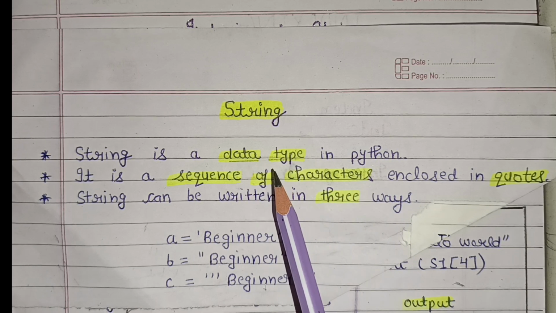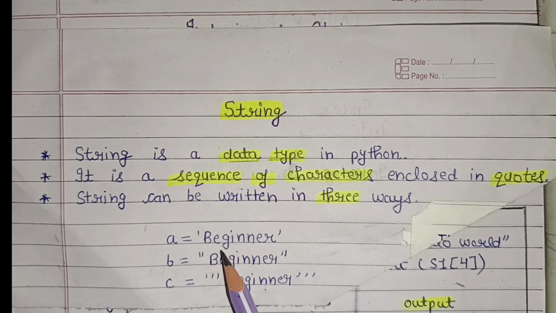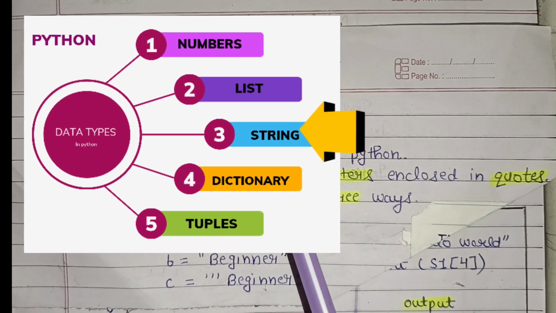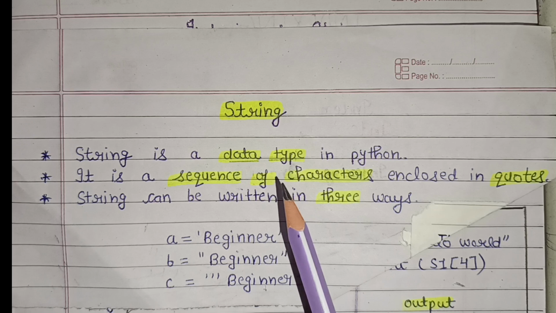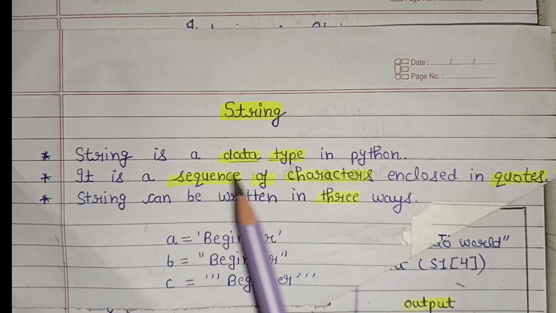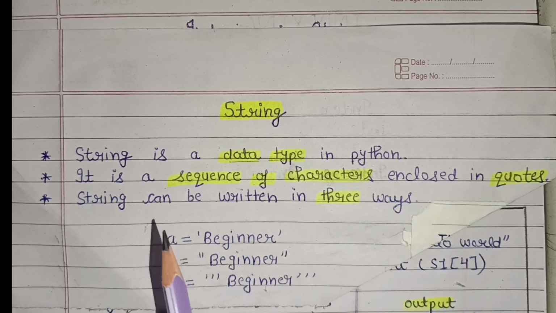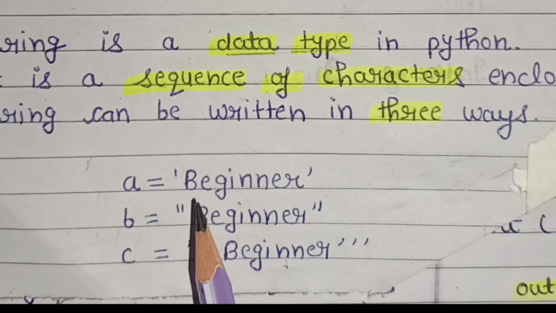Now what is data type? I hope you guys know about the data types. There are many data types that are used in every programming language. String is one of them in Python. The next point is it is a sequence of characters enclosed in quotes. Now string is a sequence of characters, like see the example here.